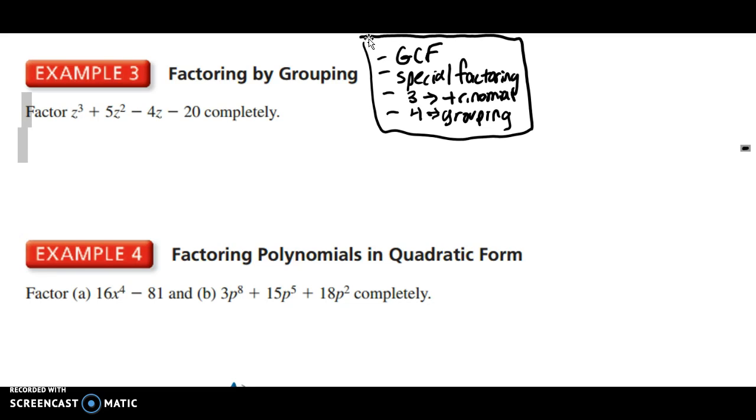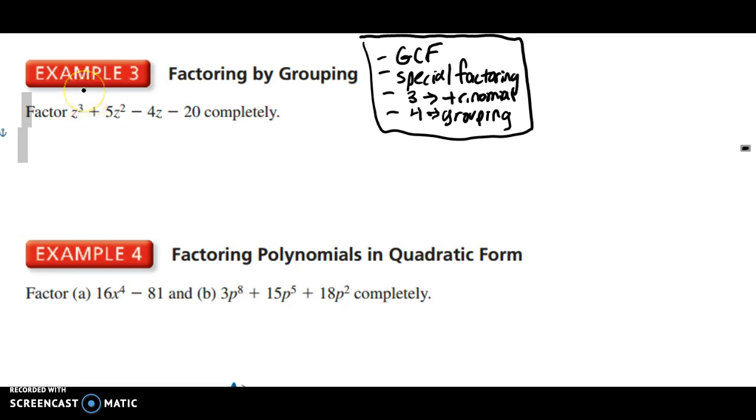Is it special factoring, like sum and difference of cubes, difference of squares, or a perfect square trinomial? If there is no special factoring, then count the terms. If it's 3 terms, it could be an easy trinomial, a hard trinomial, or a trinomial in the quadratic form. If there's 4 terms, you're going to want to factor by grouping. So let's try that now.